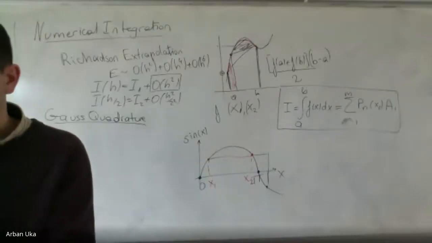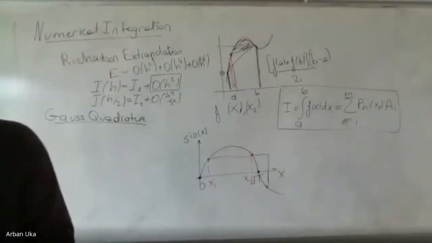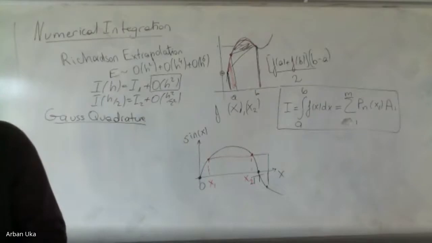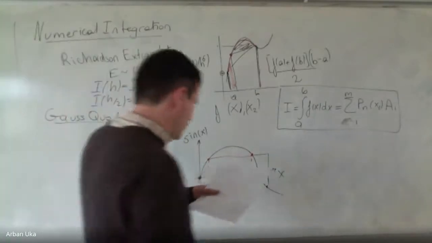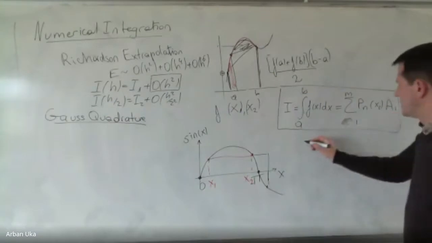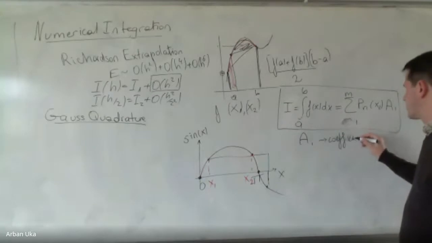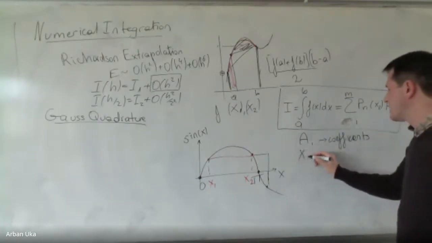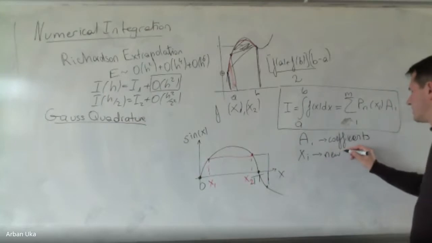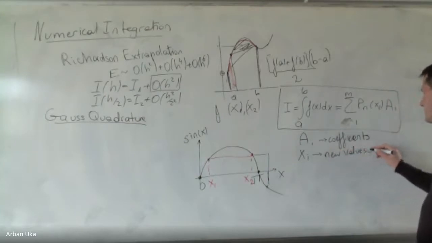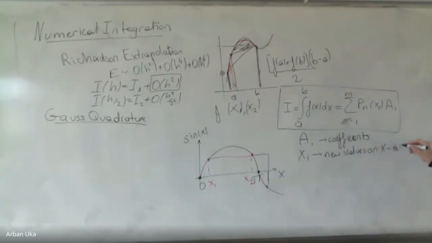Professor? Yes. A1 is the area? No, now they are coefficients. They are coefficients. So the idea that we want to say here is that these ai are coefficients, and the xi are new values on the x-axis. Okay. So this is how we are trying to reformulate the problem.